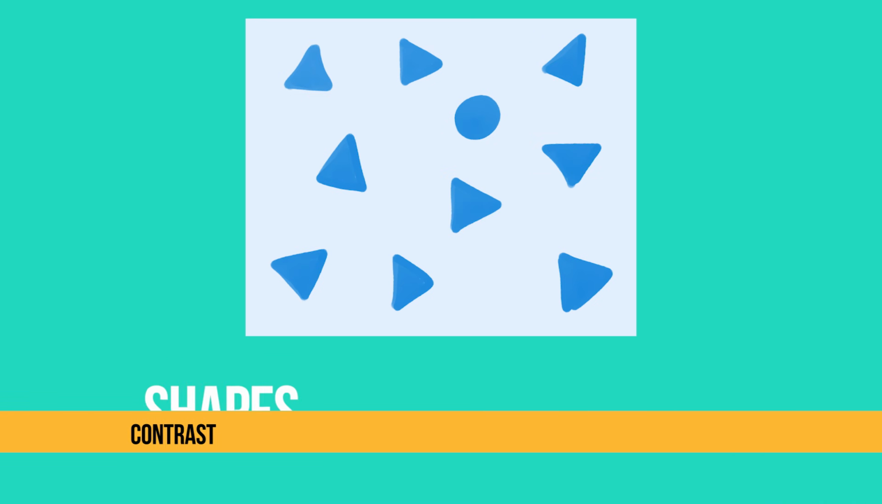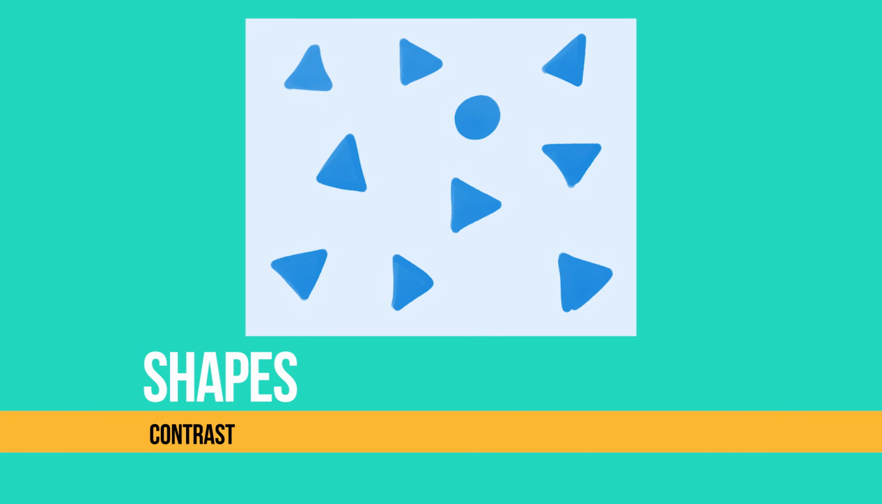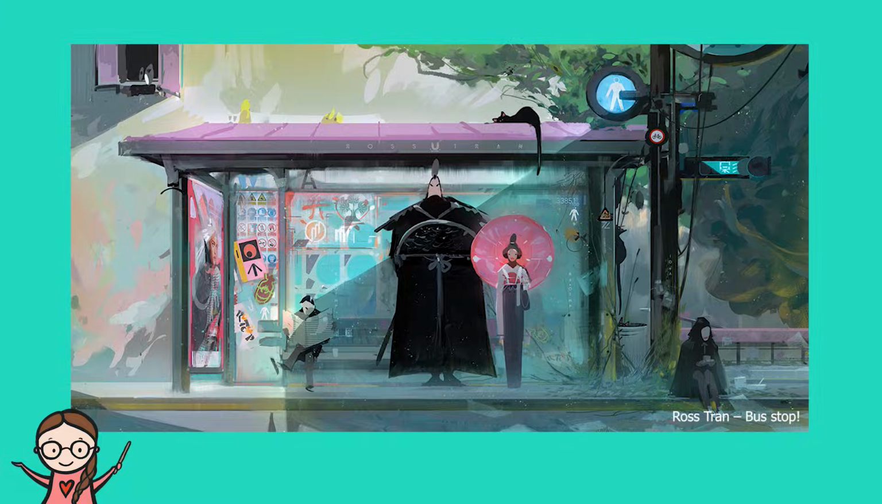You just saw that a round shape in the middle of angular shapes will attract attention. You can also clearly see that in this image by Ross Tran. Your eye immediately gets drawn to the lady because of her round umbrella amongst all those angular shapes.